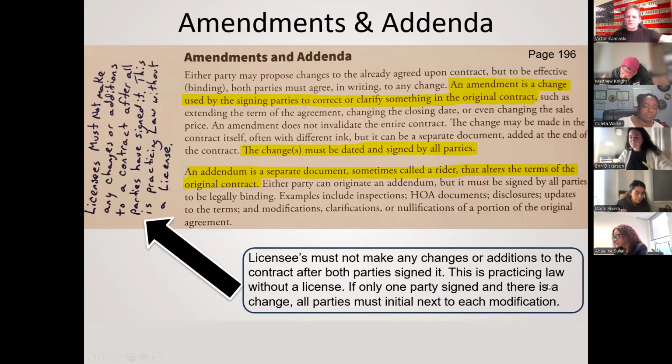Licensees must not make changes or additions to a contract after both parties signed it. That would be practicing law without a license. If only one party signed and there's a change, then you could make modifications and changes and just go back to have that one party sign next to the change. You better get them to sign next to the change. You get in trouble for making changes and modifications to a contract without doing so.